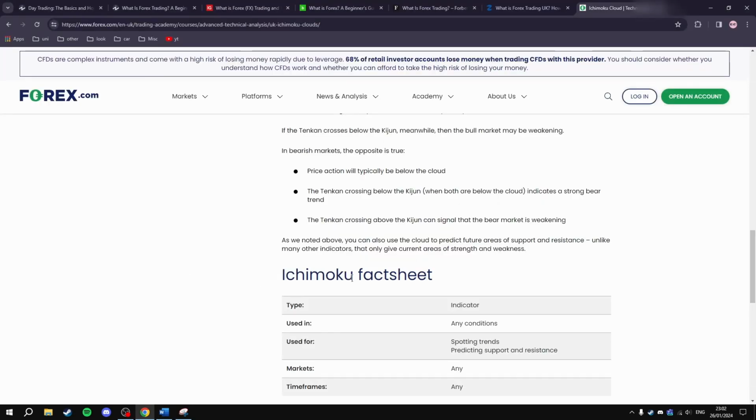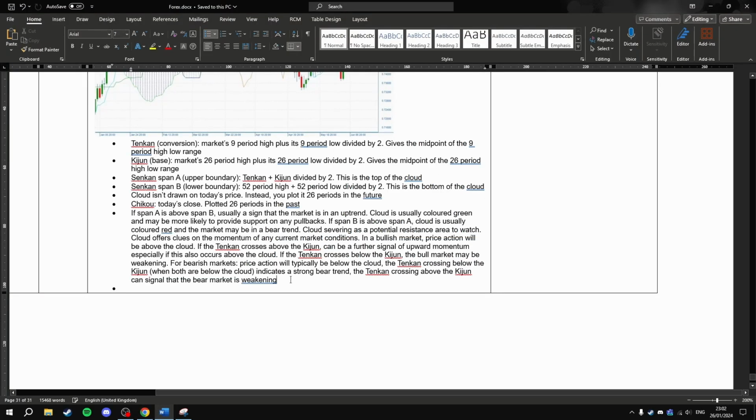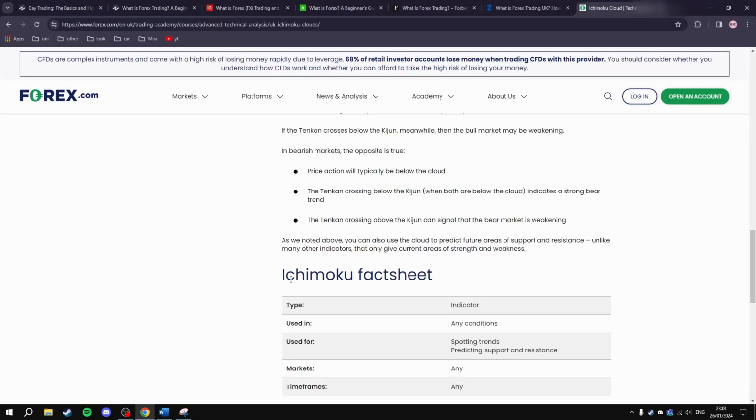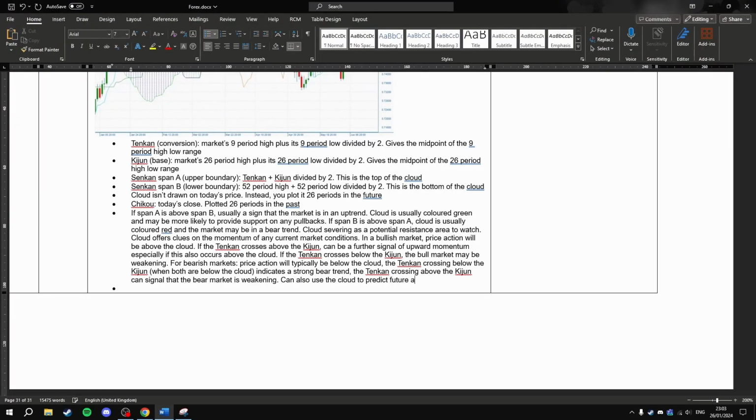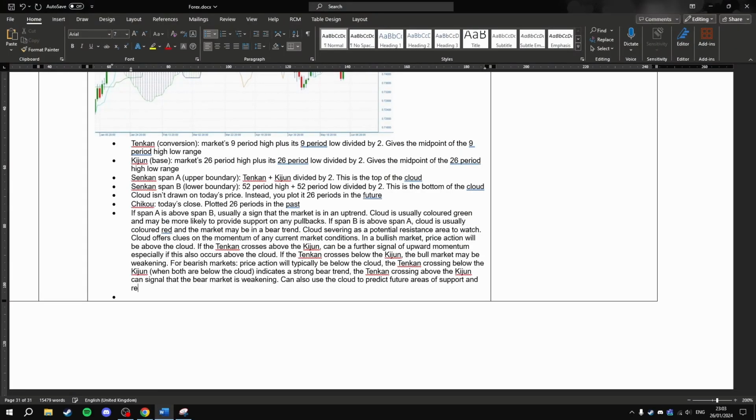As we noted above, you can also use the cloud to predict future areas of support and resistance, unlike many other indicators that only give current areas of strengths and weaknesses.